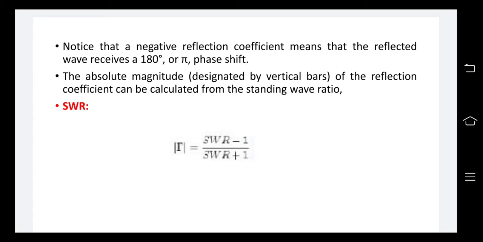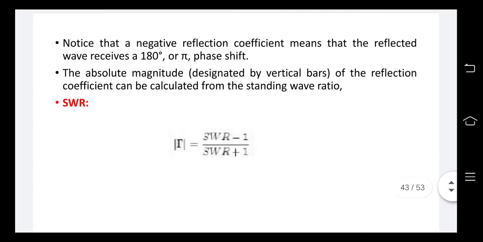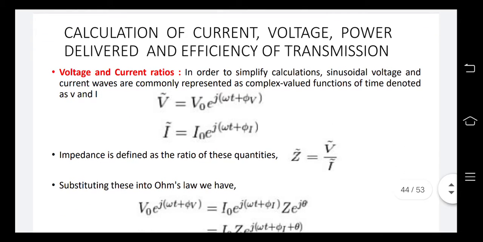The absolute magnitude is designated by the vertical bars, and the absolute magnitude of the reflection coefficient can be calculated from the standing wave ratio. So modulus gamma equals SWR minus 1 divided by SWR plus 1, where SWR is the standing wave ratio. Let's see about the calculation of current, voltage and the power delivered, and the efficiency of transmission.